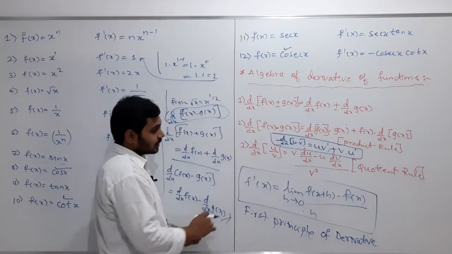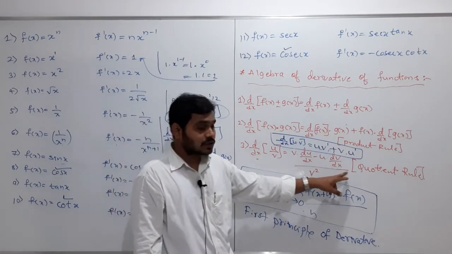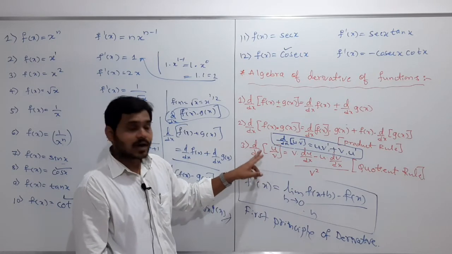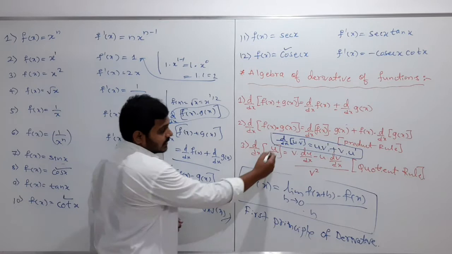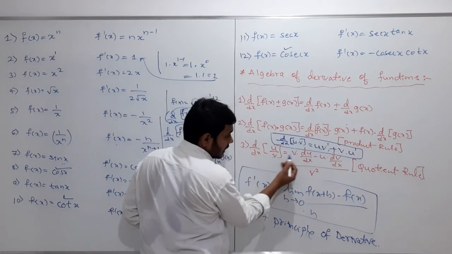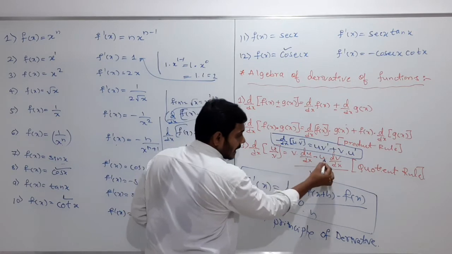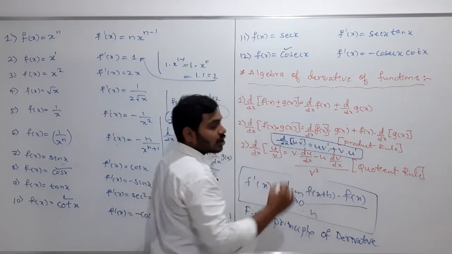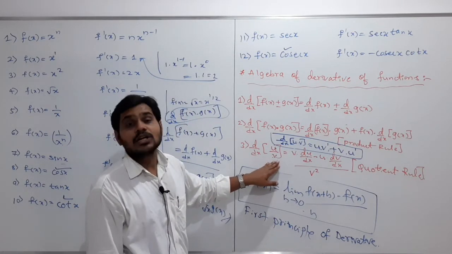And next one, my dear students, division, quotient. This rule we can call the quotient rule. If you have two functions in the form u by v, how to calculate the derivative of this? The derivative is denominator v into derivative of numerator du by dx, minus numerator as it is into derivative of denominator dv by dx, whole divided by denominator whole square. So this we can call the quotient rule.